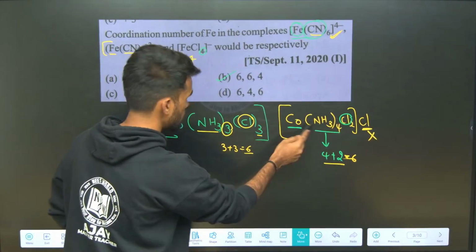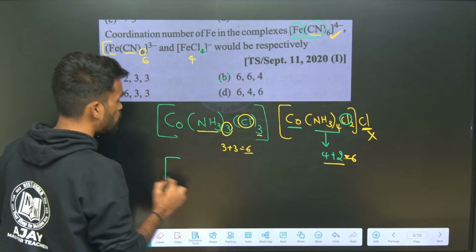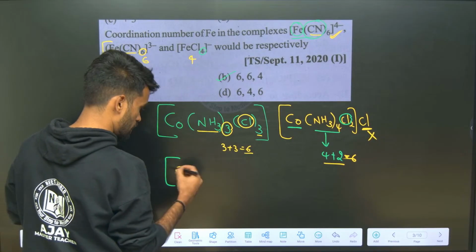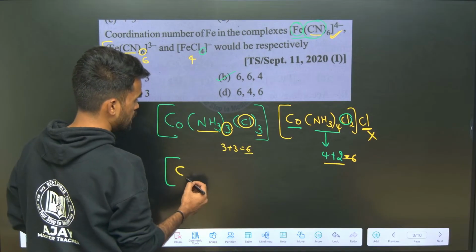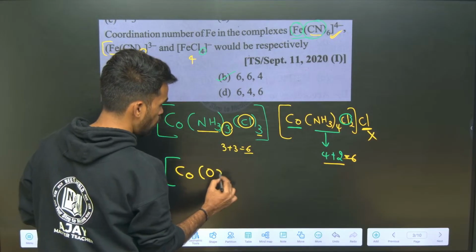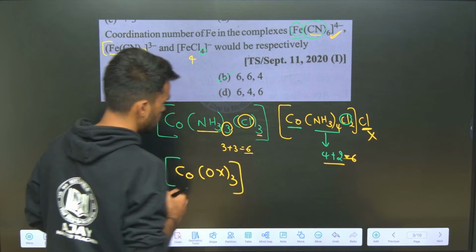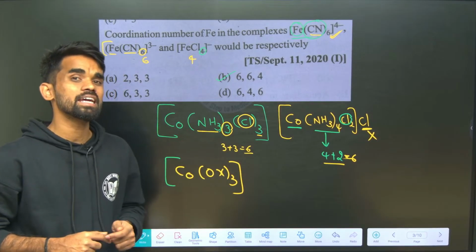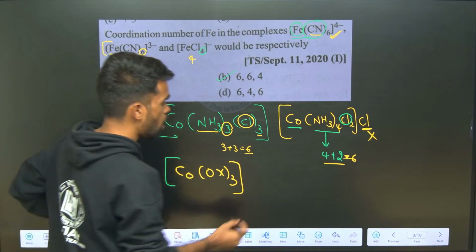Now these are monodentate ligands. Sometimes you have polydentate ligands, or bidentate ligands, I can say, or tridentate, tetradentate, hexadentate, like that. So let me take here Co(ox)3, I am writing ox 3 times. So what is ox? ox represents the oxalate ion.